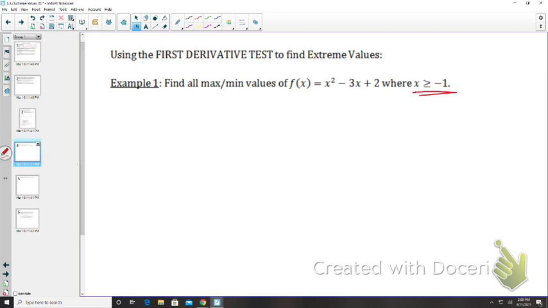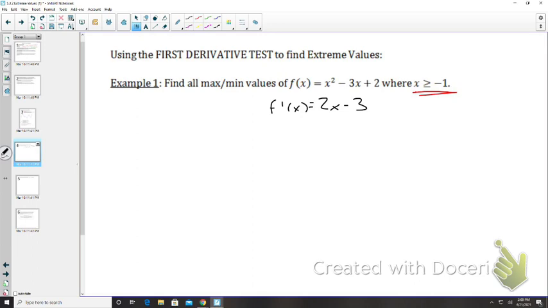Okay, so let's take into consideration our domain. We only care for values where x is greater than or equal to 1. Okay, so let's just keep that in the back of our mind. And so we're given a function and we care about the slopes of functions. So what do we got to do? Yes, take the derivative. So f prime of x is equal to 2x minus 3.